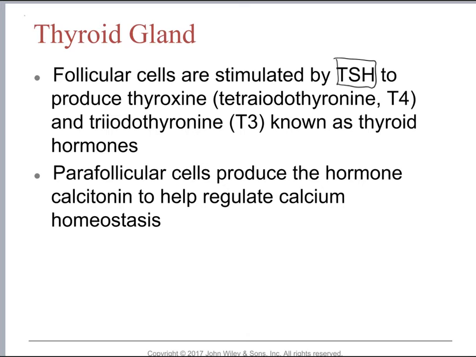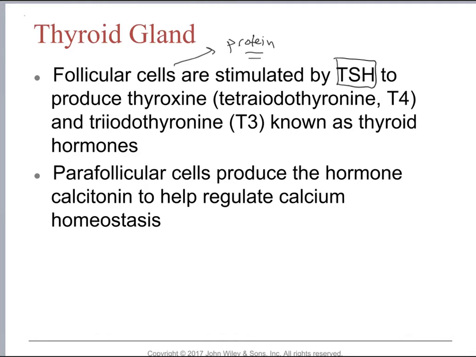Now, it's a little misleading because the cells do not actually produce the hormone. What do the cells produce? A protein. Okay, and we'll talk about that protein in a little bit. We'll name it and see how it turns into T3 and T4.